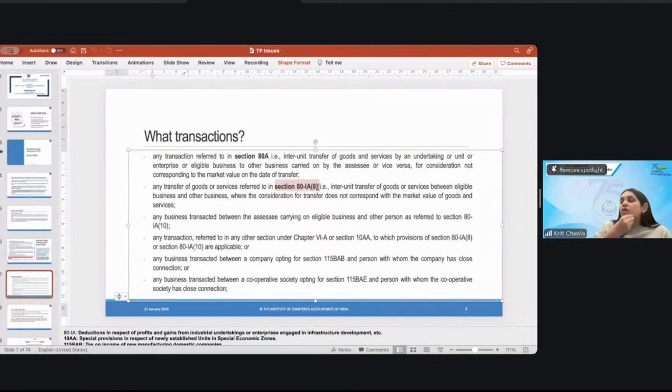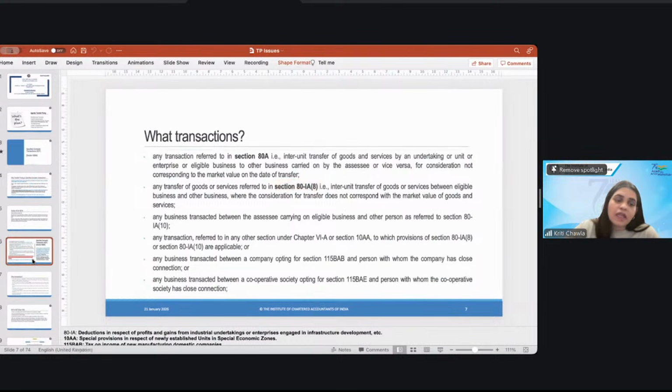So practically, when you pick up the financials of these units or entities, you'll have to check whether they're claiming these kinds of deductions or not, whether they are claiming Section 10AA deductions or Section 80IA deductions. And if yes, then you will have to see whether these transactions have happened at market value or not. Even if they have happened at market value, you'll still have to give a certification because transfer pricing provisions would be applicable. So you'll have to justify in any case.